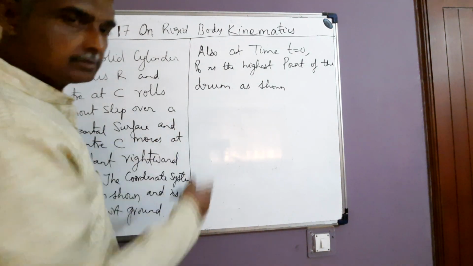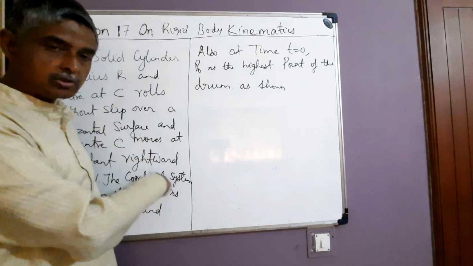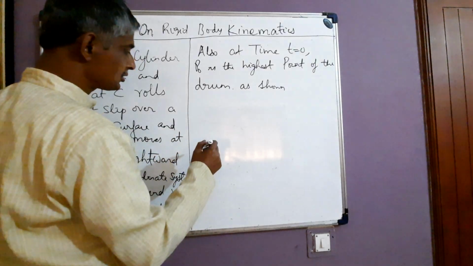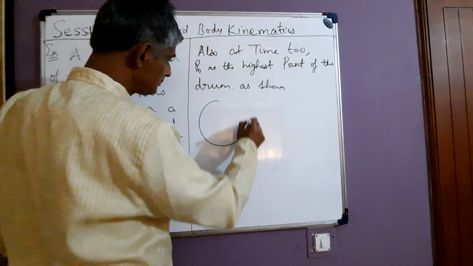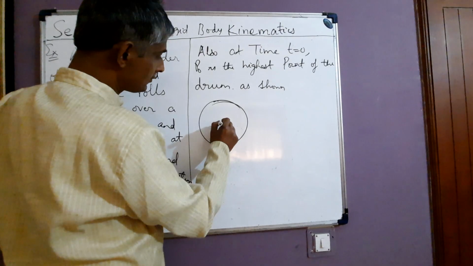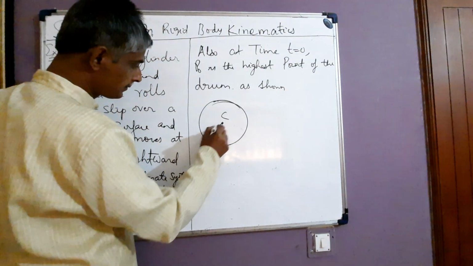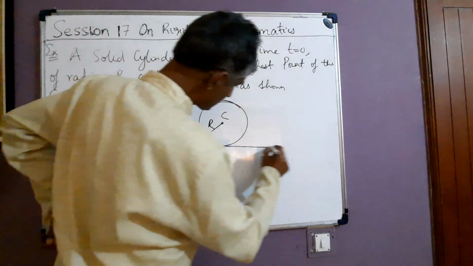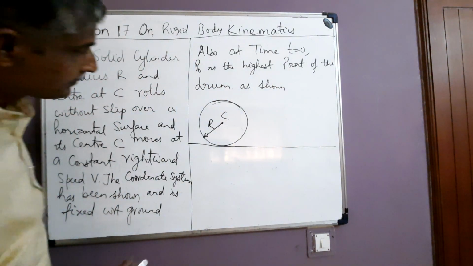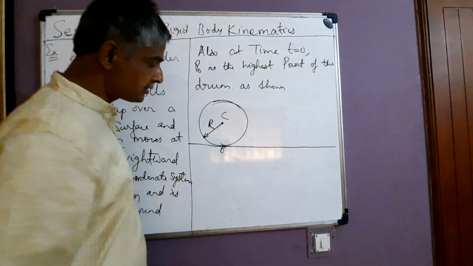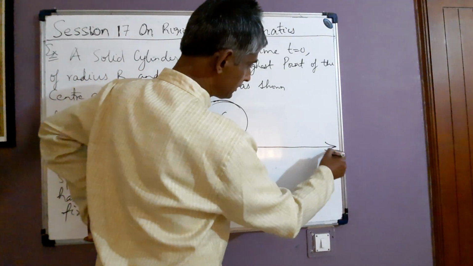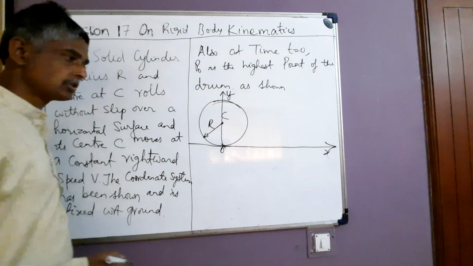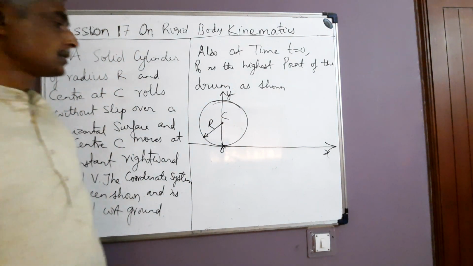So I will first draw the diagram, and then whatever questions there are, I will mention and go on solving them one by one. The diagram of the situation is as shown. This is the drum, a side view of the drum. This is the center C of the drum. R is the radius of the drum. This is the fixed horizontal surface. This is the origin O of the coordinate system. Rightward direction is the x-axis. This is the positive y direction.